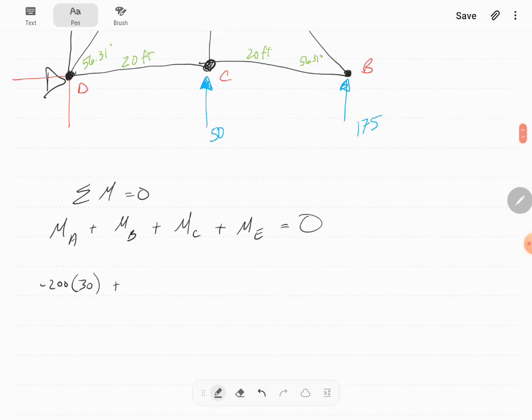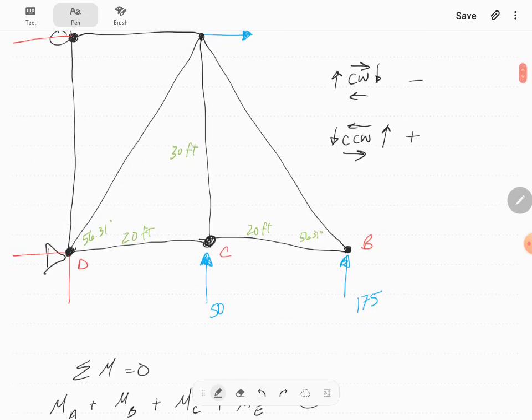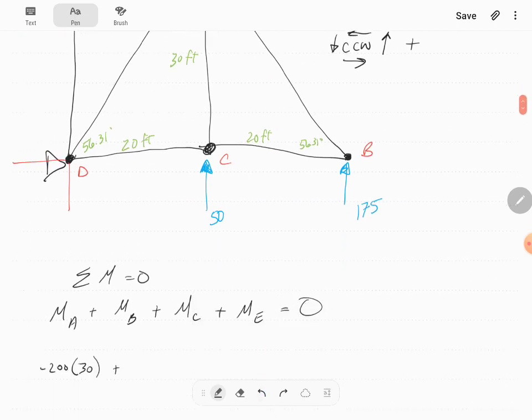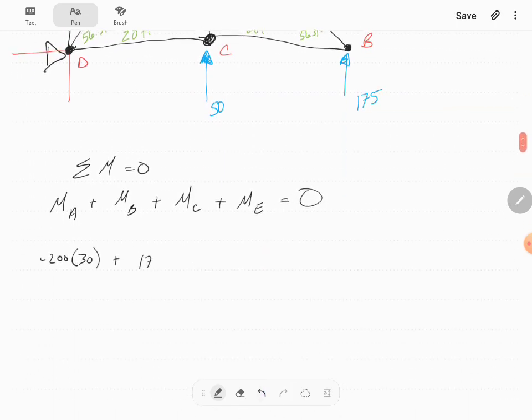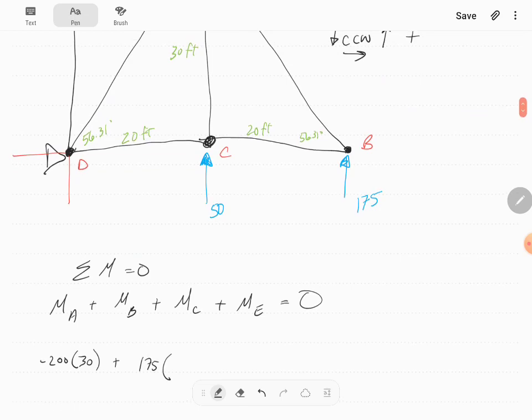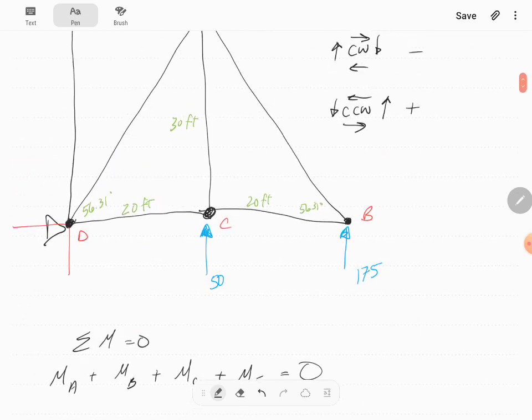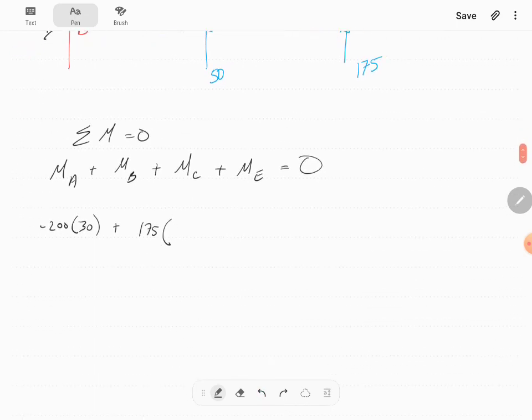Plus, we've got a moment at B, and that one's right here, a little easier to see. This one is going up, and it's to the right of the pivot point. That makes that a positive 175. And I need its perpendicular distance, which from here to get to there is 20, plus another 20 to get all the way over here, means that its perpendicular distance is 40 feet away.